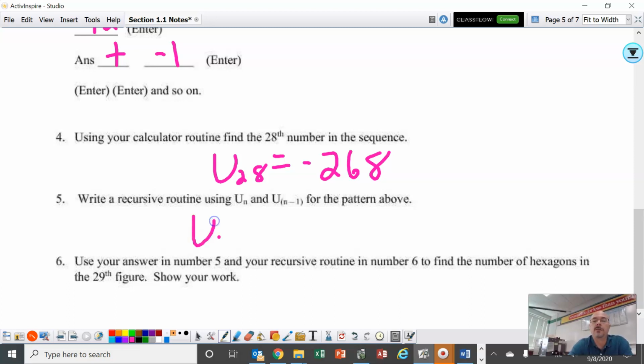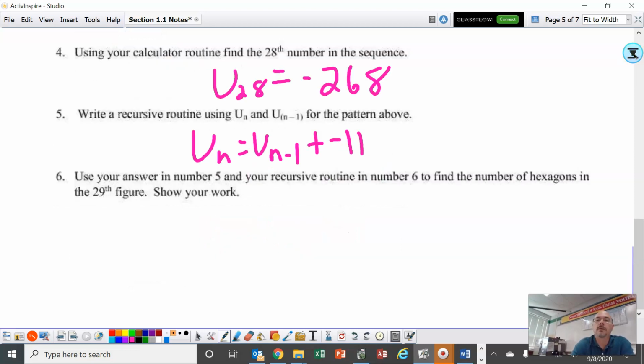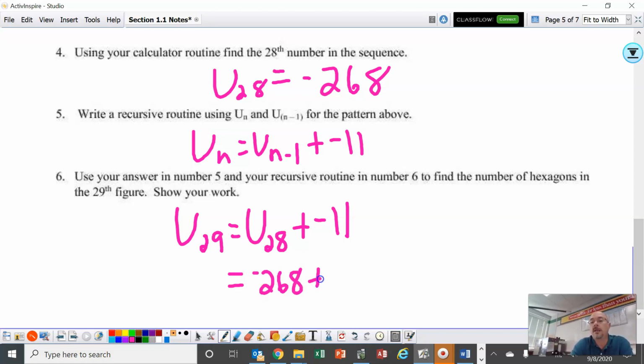Write this out. That would be u sub n equals u sub n minus 1 plus -11. And last thing for the notes, I want to know the 29th number in the sequence. That means I'm going to take the 28th number in the sequence and add -11. Do I know the 28th number? Yes, I do. It is -268. I'm going to add -11, and like magic, I get -279. So the 29th number in the sequence is -279.